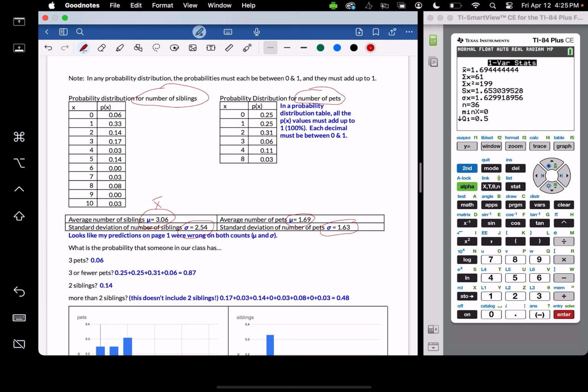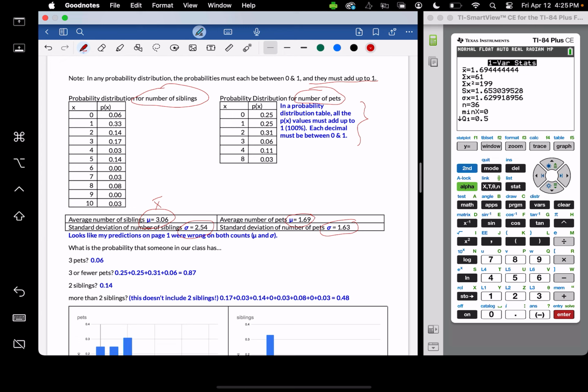In any probability distribution, the probabilities must each be between 0 and 1. These probabilities cannot be like 1.5. The lowest is 0, the highest is 1, and they must add up to 1. So those are the two requirements. And I seem to be repeating that information right here. So 1 is the same as 100%. So those are the two requirements for a probability distribution.